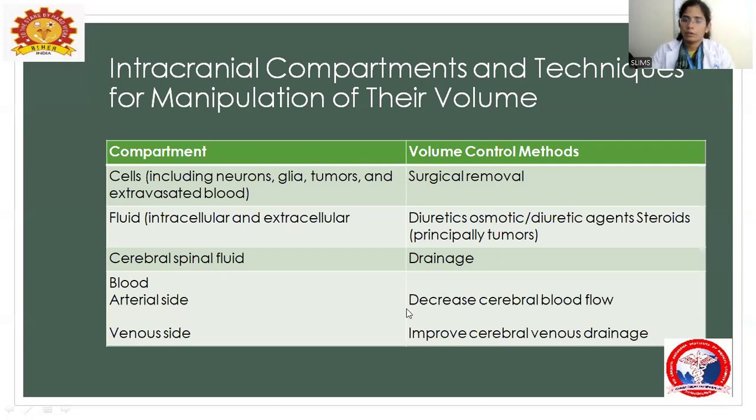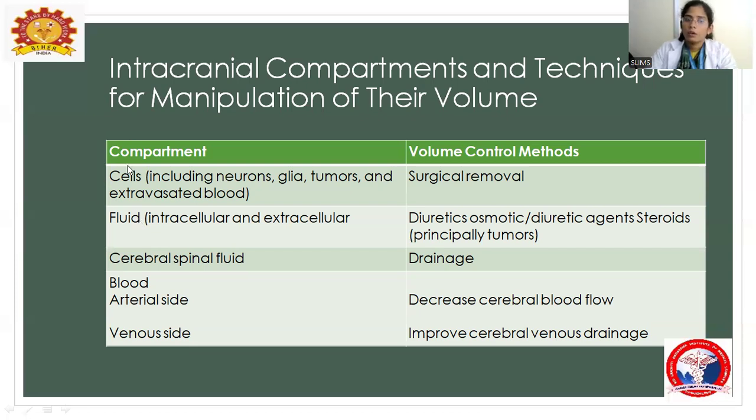For CSF, if there is an increase in ICP due to an increase in CSF, we can do drainage. In the case of blood, on the arterial side, we can decrease the cerebral blood flow. On the venous side, we can improve cerebral venous drainage. All these are methods which are used by us to decrease ICP. Okay. Is this clear or should I explain again? Okay. So what are the four compartments that are present in the cranium? That is cells, fluid, CSF, and blood.